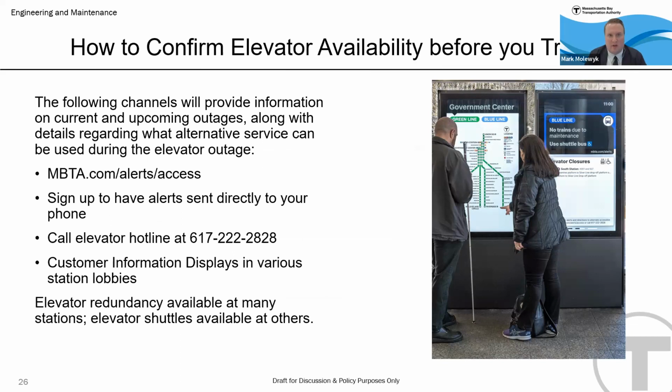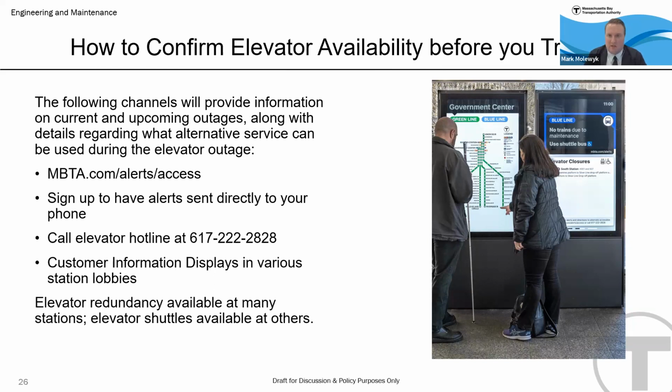So the following channels will provide information on the current and upcoming outages, along with details regarding what alternative services you can take during an elevator outage. The first is mbta.com/alerts/access. You can sign up to have alerts sent directly to your phone. You can call the elevator hotline at 617-222-2828, or you can look at the customer information displays in various station lobbies.